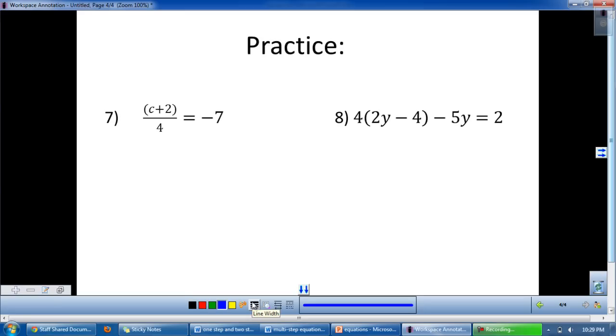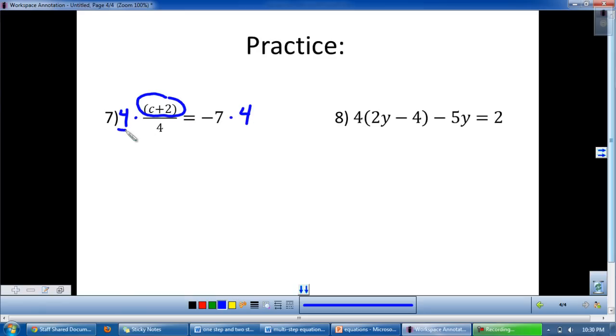Alright. And again, these two problems are number 7 and number 8 on your multi-step equation worksheet. So we're going to start with number 7. Alright, looks like we are going to first circle our term with the variable. Here we need to find the reverse operation for dividing by 4. Well, that is multiplying, so we're going to multiply both sides by 4.